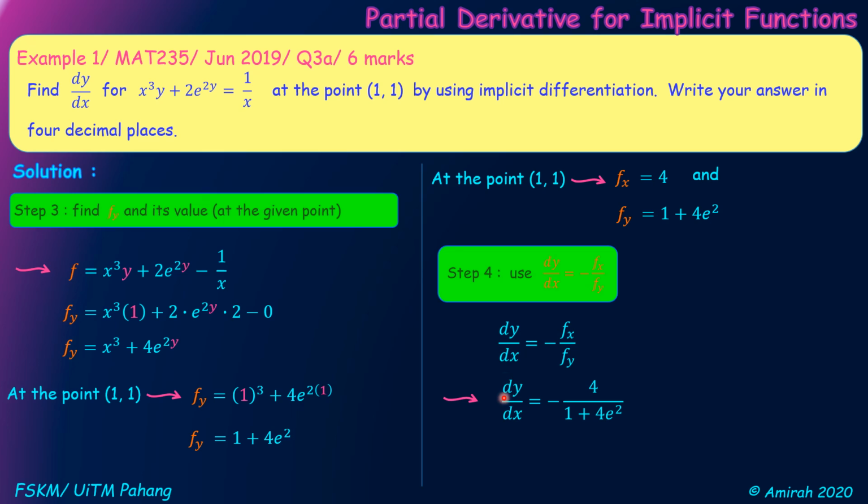So our dy over dx equals negative, and then fx we replace by 4, so we get this. Fy we replace by 1 plus 4e squared, so we get this. Alright, then we can use a calculator. So we get the final answer, dy over dx equals negative 0.1309, correct to 4 decimal places.